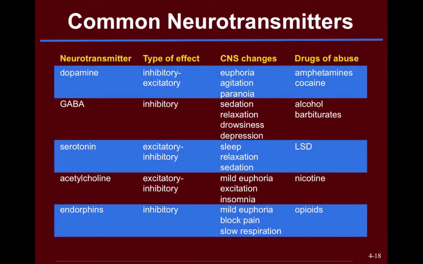Okay, so here's a summary of the neurotransmitters that we talked about, the central nervous system changes that they can be involved with, and then the drugs of abuse that they're associated with. So for instance, our neurotransmitter is dopamine. We know that levels of dopamine are related to changes associated with euphoria, agitation, and paranoia. And then we also see the neurotransmitters in the same pathways being associated with drugs of abuse such as amphetamines and cocaine. So you can see how those dots start to come together to form a pattern, and these will be patterns that we come back to throughout the semester as we talk about the effects of drugs on the central nervous system.